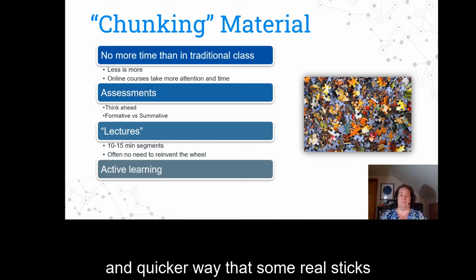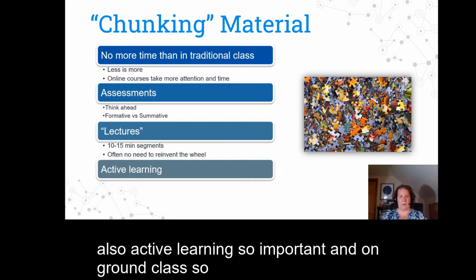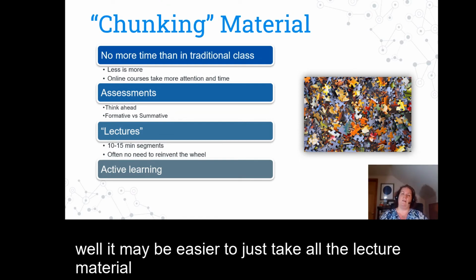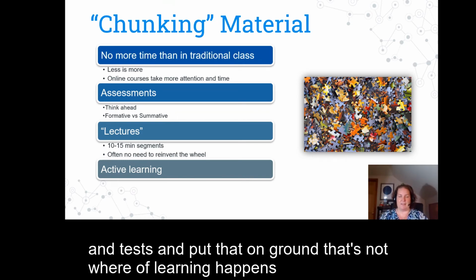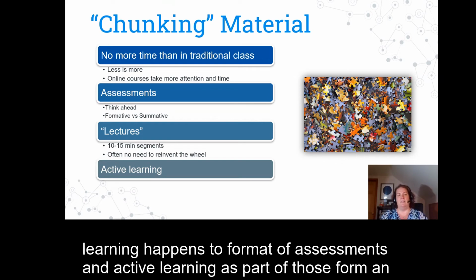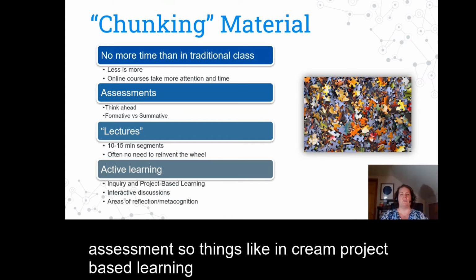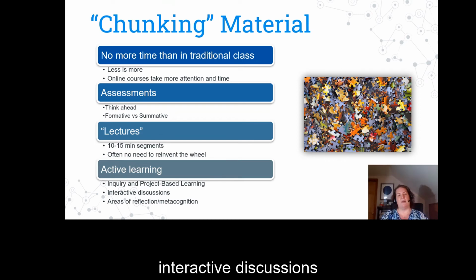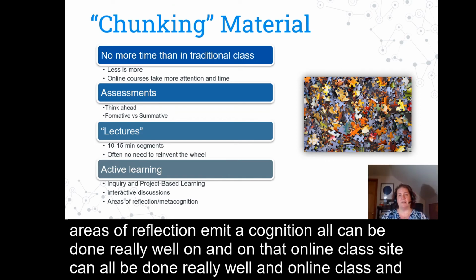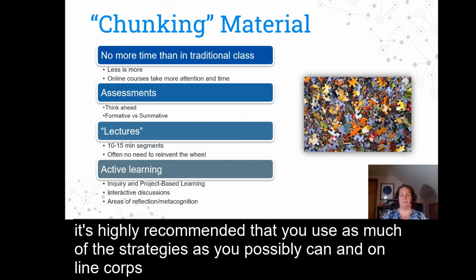because I don't have those bells and whistles to animate and show things in a much cleaner and quicker way that somebody else does. Also, active learning, so important in an on-ground class. So while it may be easier to just take all the lecture material and tests and put that online, that's not where the learning happens. The learning happens through formative assessments and active learning as part of those formative assessments. So things like inquiry and project-based learning, interactive discussions, areas of reflection and metacognition can all be done really well in an online class. And it's highly recommended that you use as much of these strategies as you possibly can in an online course.